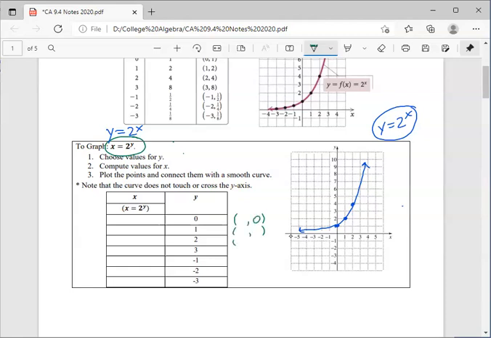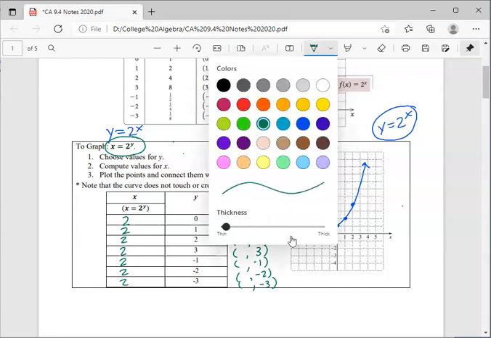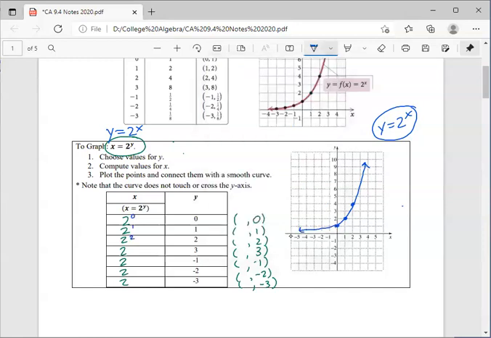So they're telling me to plug in 0, plug in 1 for y, plug in 2 for y, plug in 3, plug in 4. Plug in -1, plug in -2, and plug in -3. So if I go to my equation up here, 2 to the y, they're saying find what happens if you plug in 2 to the 0, 2 to the first, 2 to the second, 2 to the third, 2 to the -1, 2 to the -2, 2 to the -3.